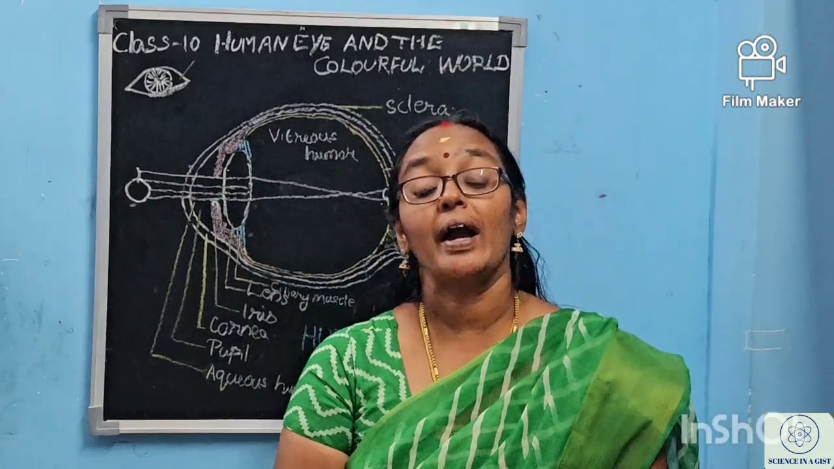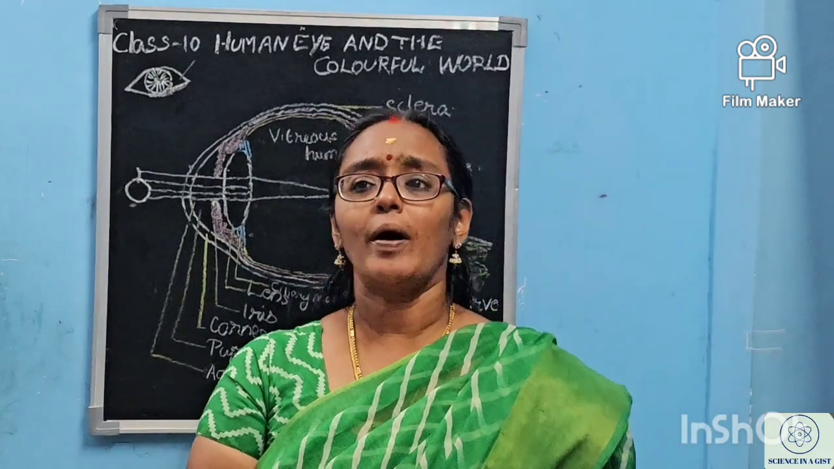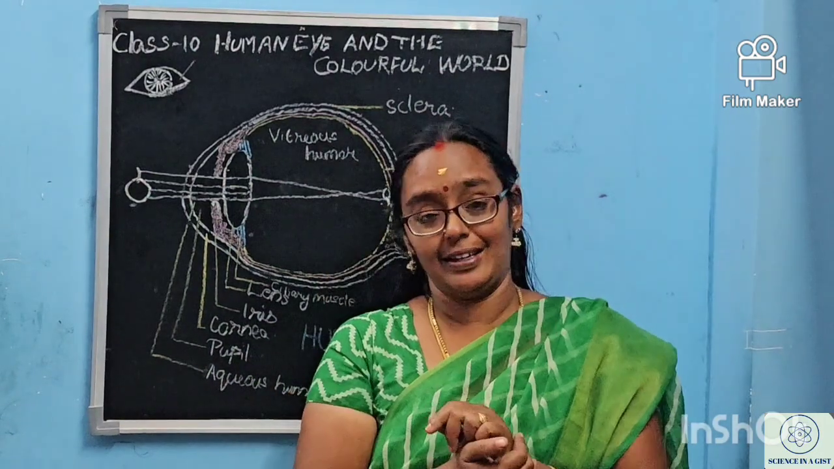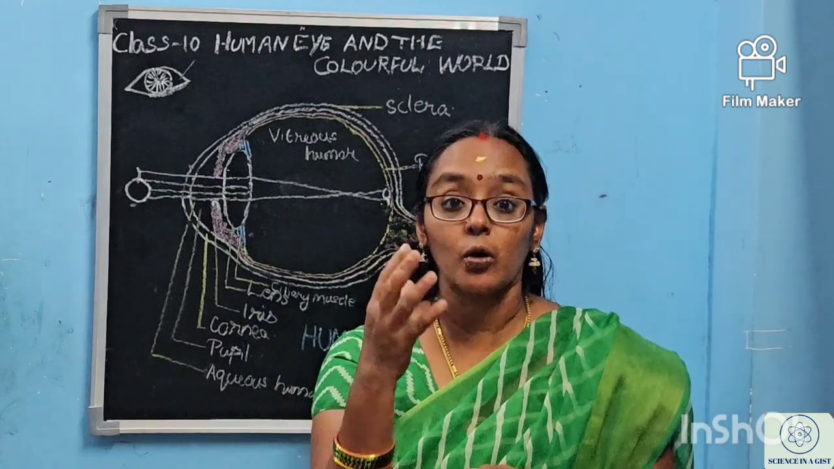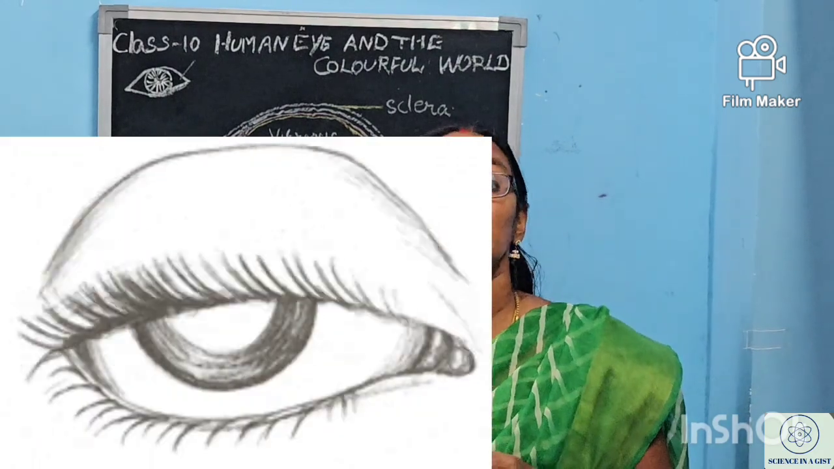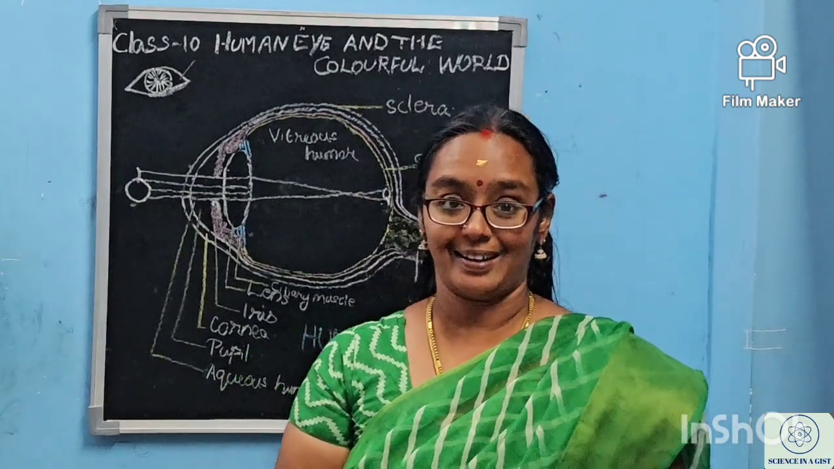Dears, now we understood about the importance of the eye. The eye has to be protected. What is there for protecting the eye? There are eyelids above this eye. What do these eyelids do? They protect the eye by closing and opening. They will be closed and opened frequently, right?